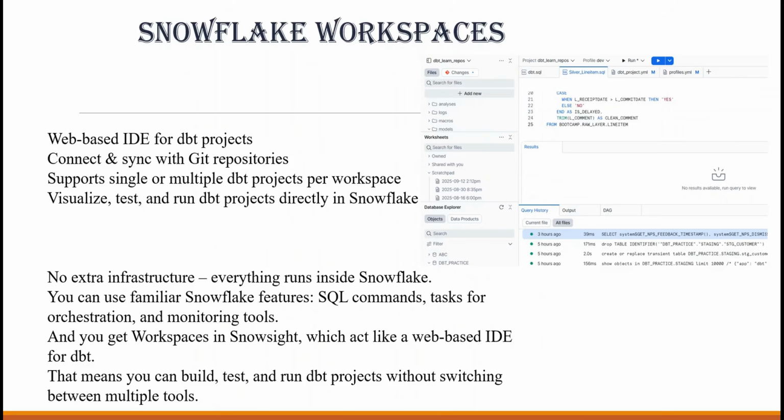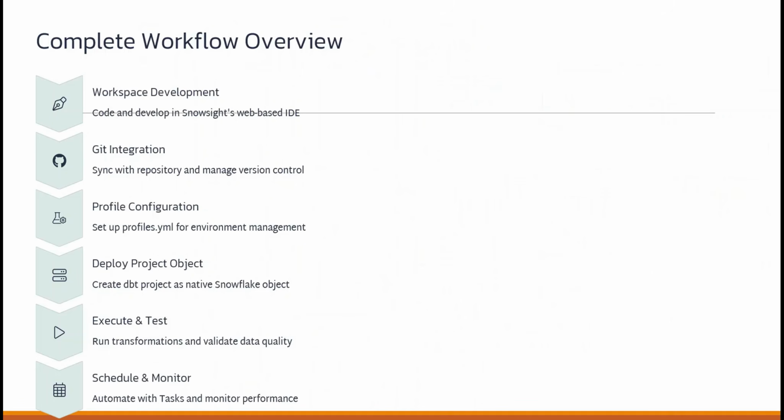The Snowflake dbt project, obviously we have already configured, but now let's talk about the workflow overview. Although we are going to see everything in action, first you will be creating a workspace, and there you're going to do the Git integrations. For the Git integrations, you will be creating a secret, creating the API integrations, and then creating a repository. That repository you can create either by the UI or by executing the statement.